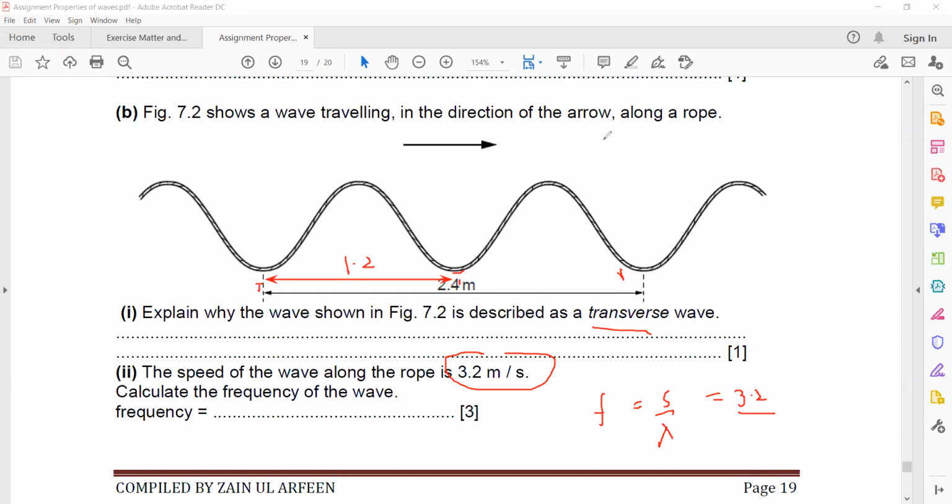3.2 is the speed, and wavelength is 1.2. So the answer for the frequency is 2.67. If it is a recurring decimal, use three significant figures. So 2.67 hertz. Always write your answer in three significant figures.